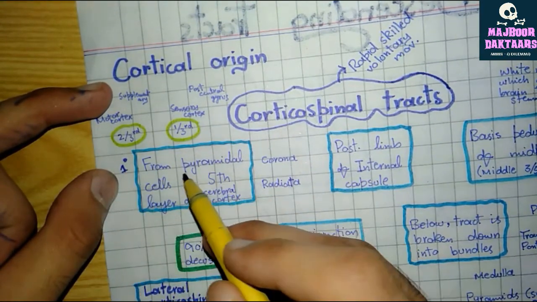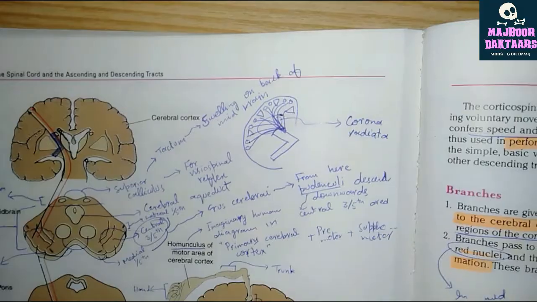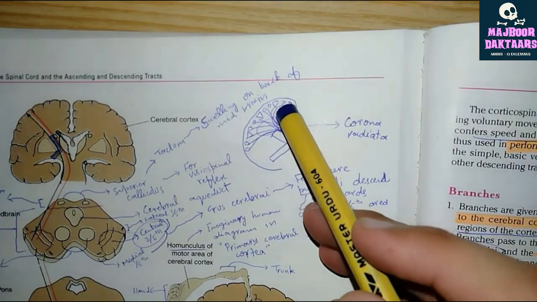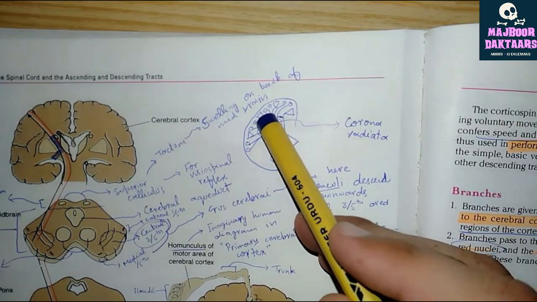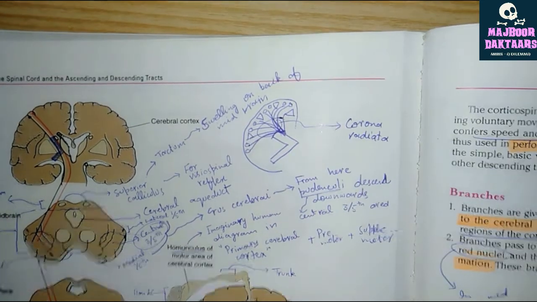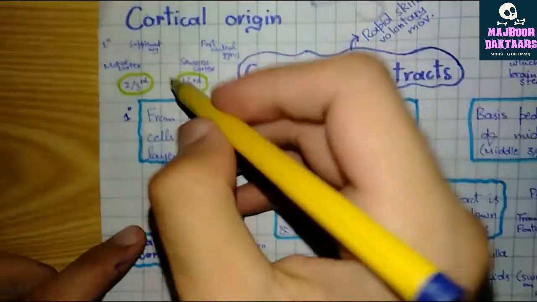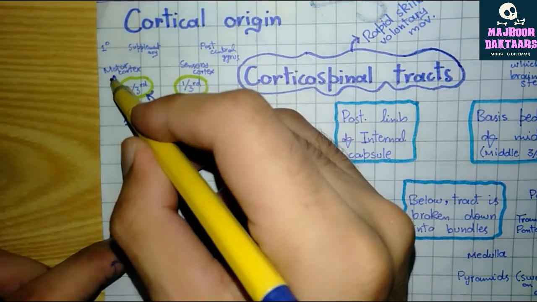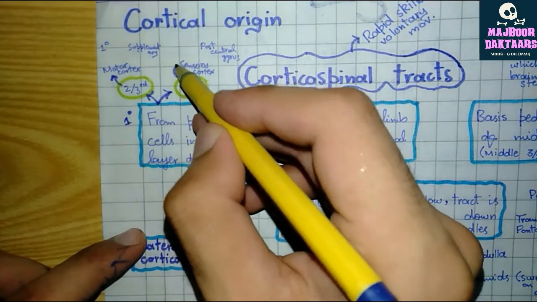They start from the pyramidal cells, which are present in the fifth layer of the cerebral cortex. This is a simple diagram of a cerebral cortex, and the cerebral cortex contains a lot of layers. This one shows the fifth layer, which contains these pyramid-shaped cells, known as the pyramidal cells. From the pyramidal cells, two-thirds of the fibers originate from the motor cortex of the cerebral cortex and one-third from the sensory cortex.